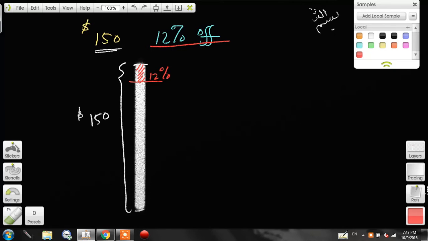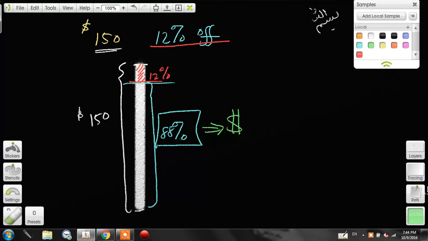This is the whole price. If you take 12% off, that means you're only going to have to pay this much, right? So how much percentage is left? Well, 12% is knocked off, so what's going to be left is 88%. So you have to go to the counter and pay 88% of the price. Okay? 88% of the price.